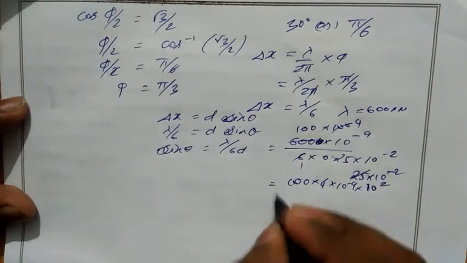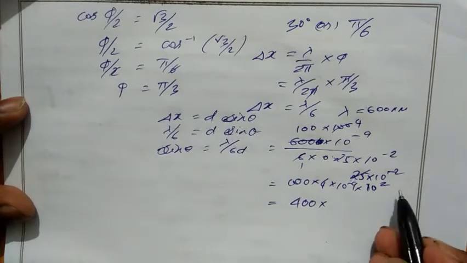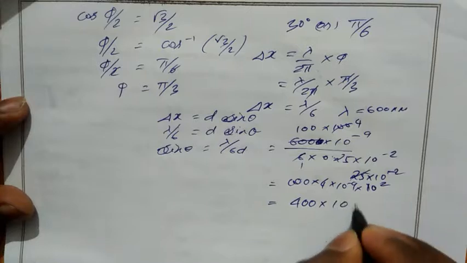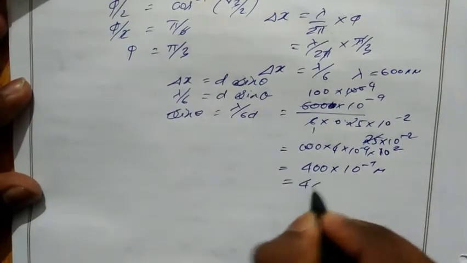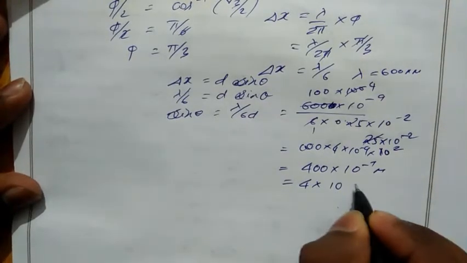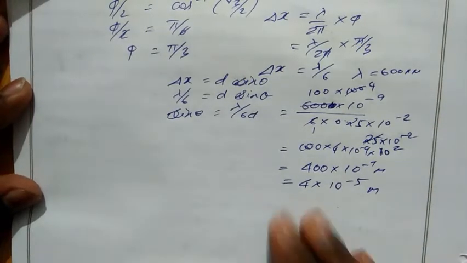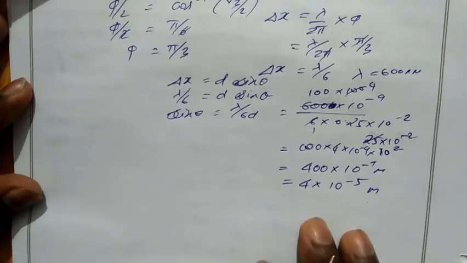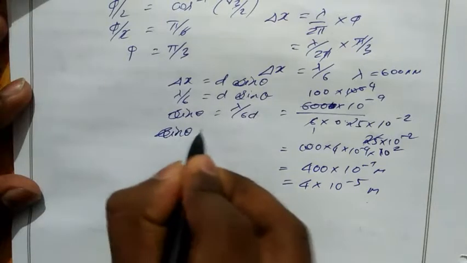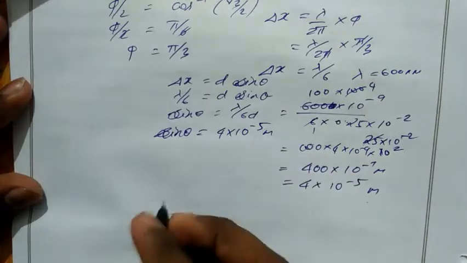Okay, so 100 into 4 will be 400 into 10 power minus 2, 10 square, it will become 10 power minus 7 meter. Or we can write it as 4 into 10 power minus 5 meter. So sin theta is very small. If you see this value, sin theta is 0.0004. So sin theta equal to 4 into 10 power minus 5 meter, which is very small.